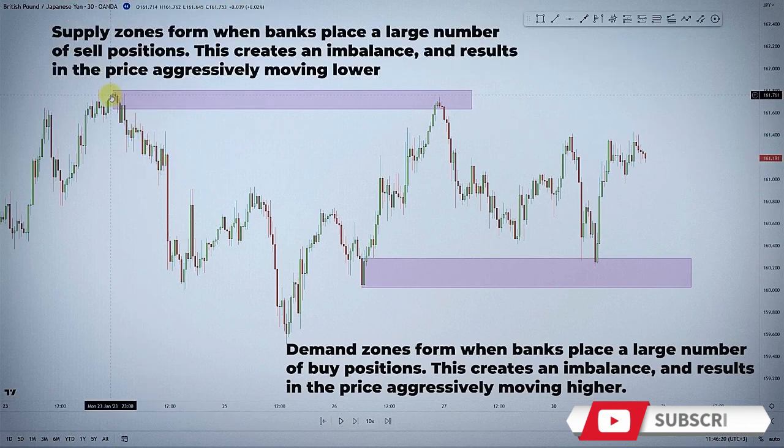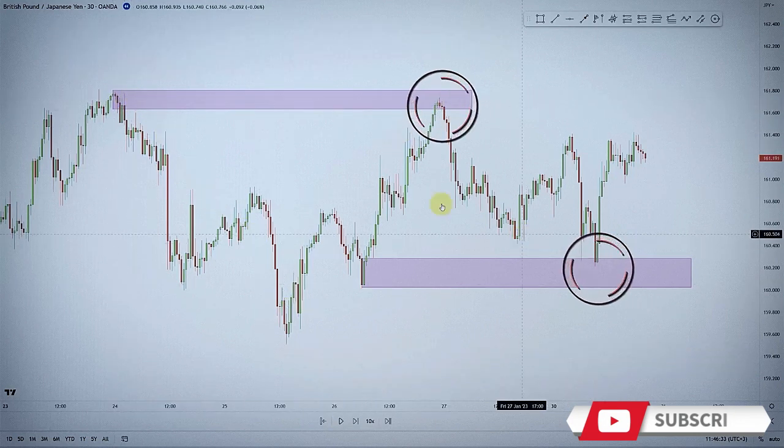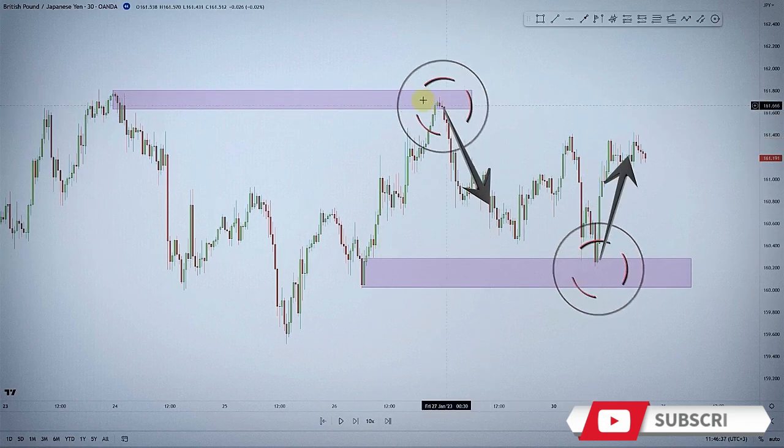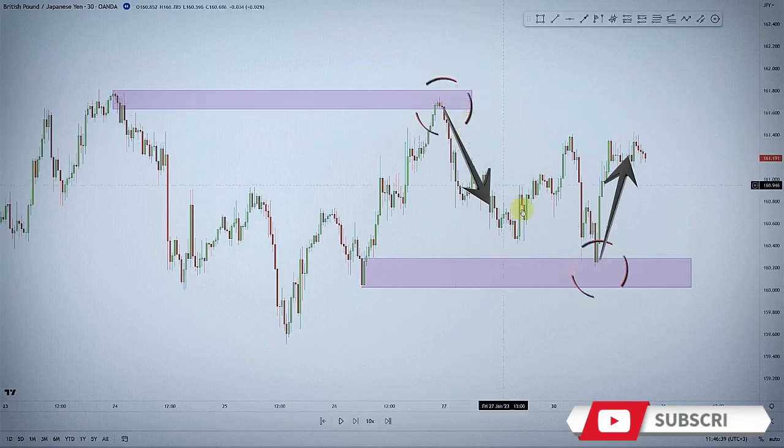These are the support levels of supply and demand trading. Supply zones are points where the banks place a significant number of sell positions, resulting in price aggressively moving lower. These are the resistance points where price could fall. And if price returns to a certain supply or demand zone, it has a high probability of rejecting these areas.